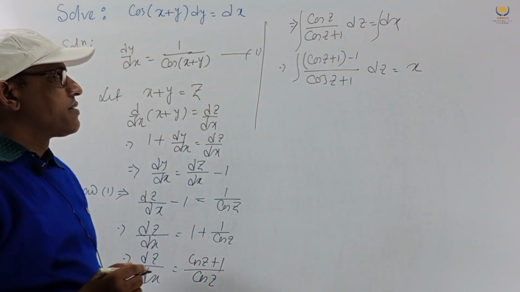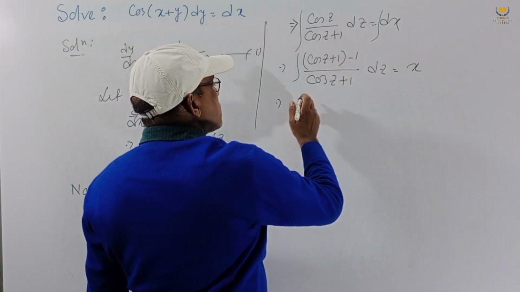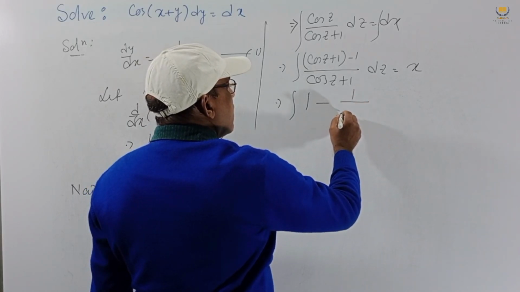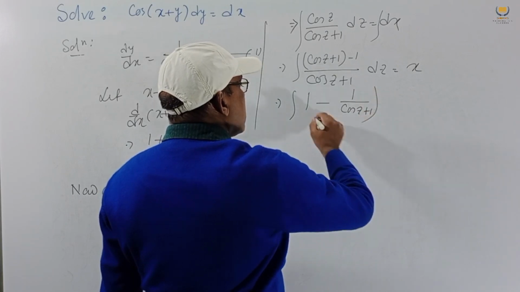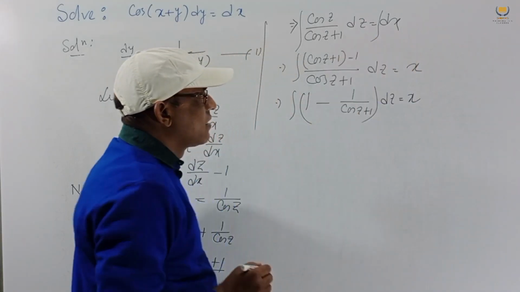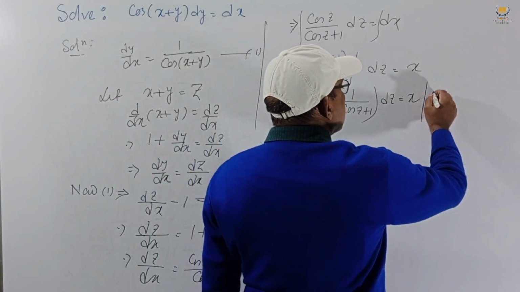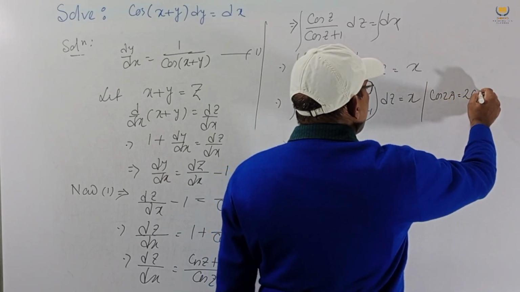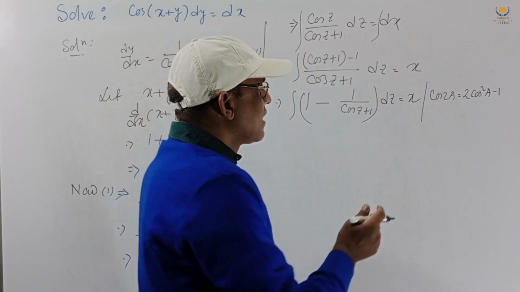Integration of dx means x. Now if we separate this by this, this by this is 1, and this is 1 by cos z plus 1 dz equal to x, we get this one. But we know this formula, cos 2a equal to 2 cos square a minus 1. We know this formula from lower class.